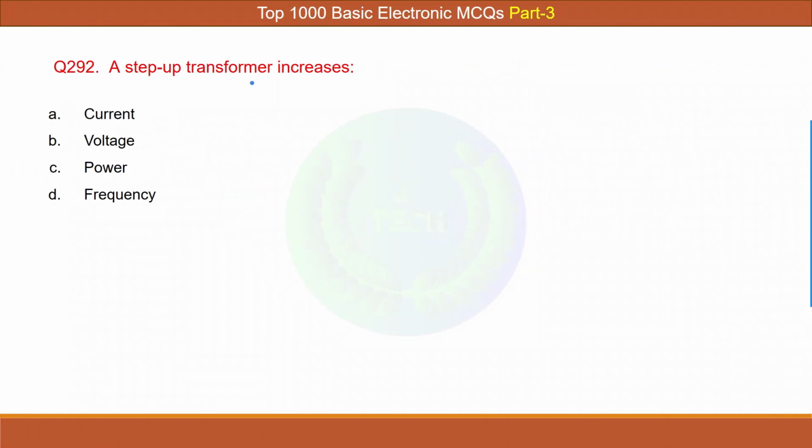Next question, question number 292. A step-up transformer increases option A current, option B voltage, option C power, option D frequency. The answer is option B, voltage.